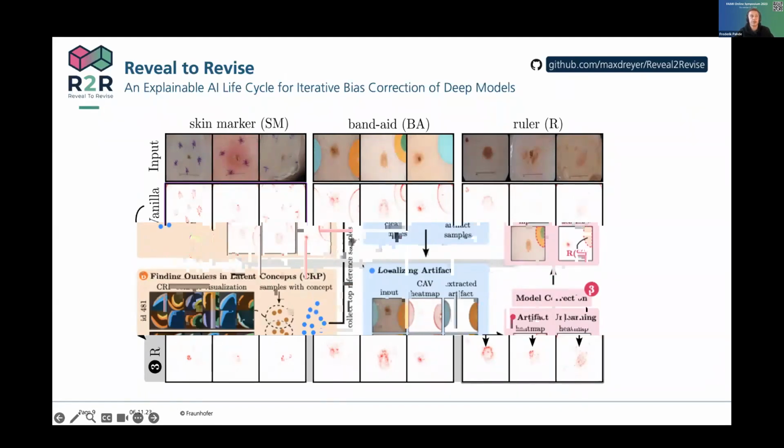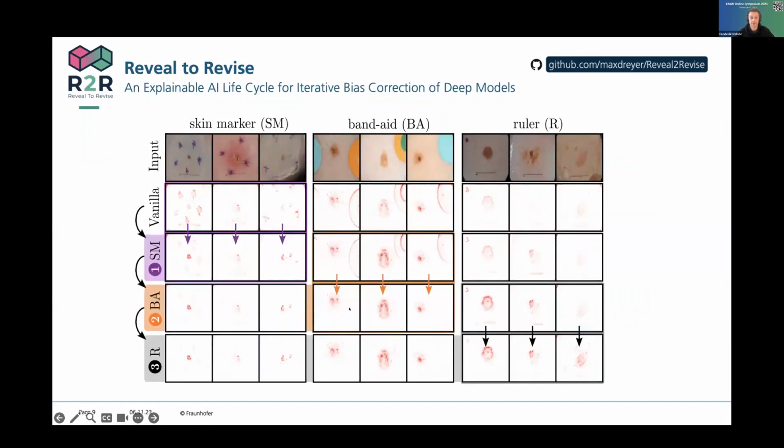In the next iteration, we correct for the Band-Aid artifact, and we can see that the model now ignores the Band-Aid when making a prediction. And what is also important, it still remembered to ignore the skin markers. So this is also important in our iterative algorithm, that previously unlearned shortcuts are not learned again in the next iteration. And in the last step, we also unlearn the ruler. And if you look at the final model, we can see that it only uses the mole information for all those actually artifactual samples. So we successfully unlearned all those biases.